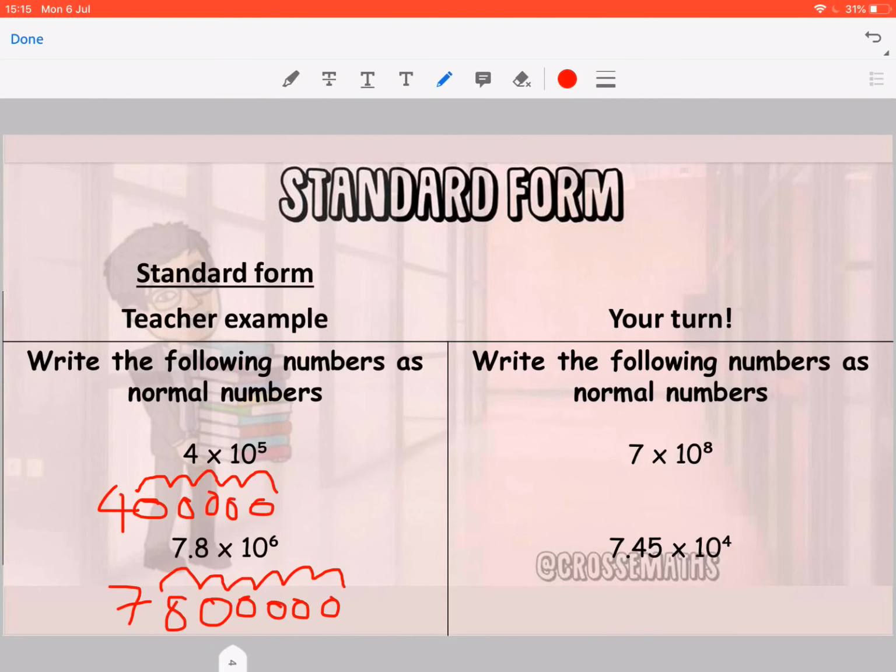That's how to put numbers back into normal numbers, because on the top one you just times by 10 5 times, and on the bottom one you just times by 10 6 times. So you end up with a number that looks like that. Okay, pause the video now and have a go at the ones on the right hand side.